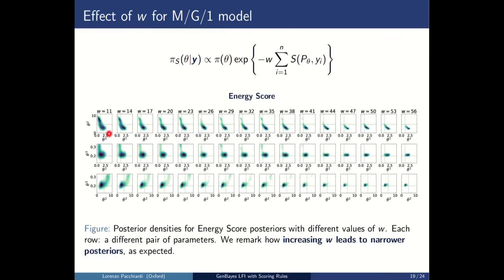So here in this plot I show the energy score posterior, and each row represents a different pair of posteriors of parameters, and each column represents a value of W from 11 up to 56. And you can see that actually the posterior becomes narrower and narrower as W increases. And this is quite expected from looking at the form of the posterior distribution. Finally, we also give a heuristic way to tune W in practical cases if you don't want to do this analysis.